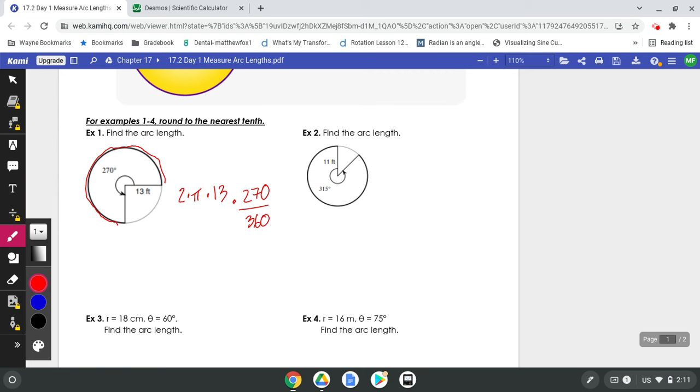Our label here is feet, just feet, not feet squared. Feet squared is only if it's area. So 61.3 feet, and we are done.